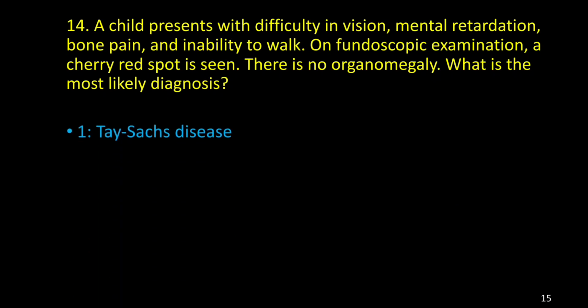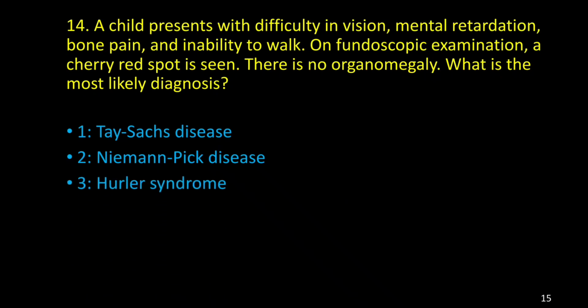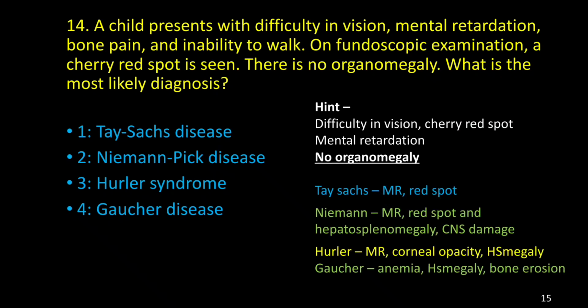From the options we have to select. Tay-Sachs disease is hexosaminidase A deficiency. Niemann-Pick disease is related with sphingomyelinase enzyme deficiency. Hurler syndrome is mostly L-iduronidase enzyme deficiency. Gaucher's disease is related with glucocerebrosidase enzyme deficiency. Now I have given some hints over here: difficulty in vision, cherry red spot, mental retardation and no organomegaly. The typical thing is no organomegaly.